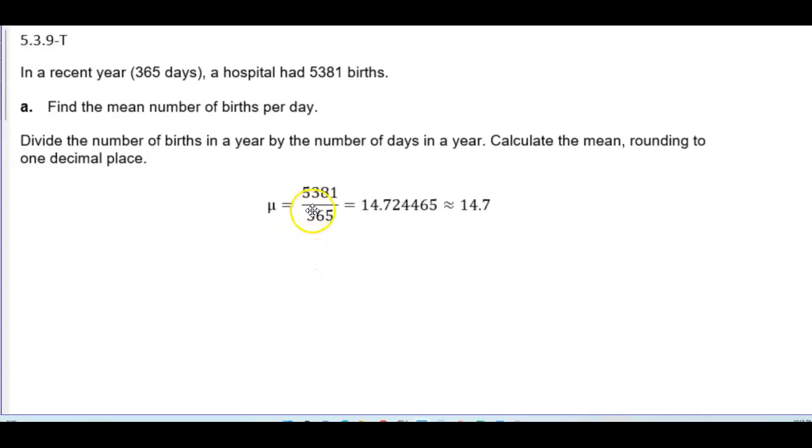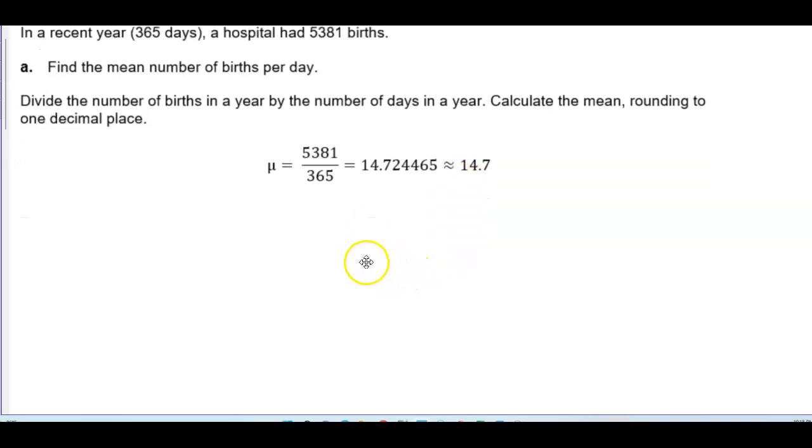So the mean is going to equal 5,381 births divided by 365 days, which gives us 14.724465, and rounding it to one decimal place gives us 14.7. Therefore, the mean number of births per day is 14.7.